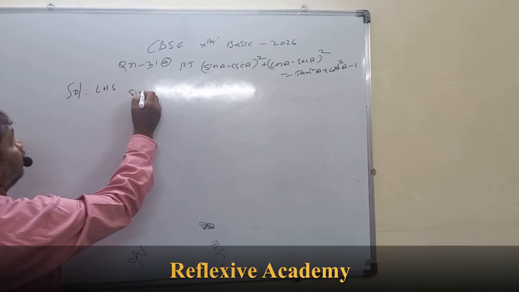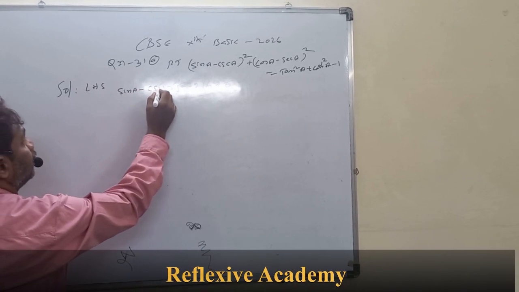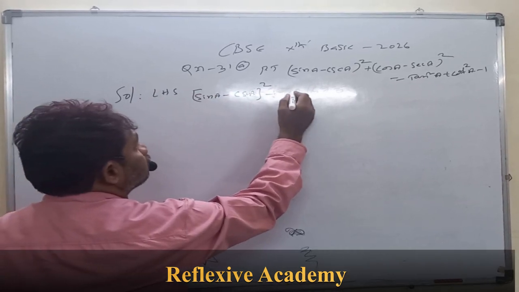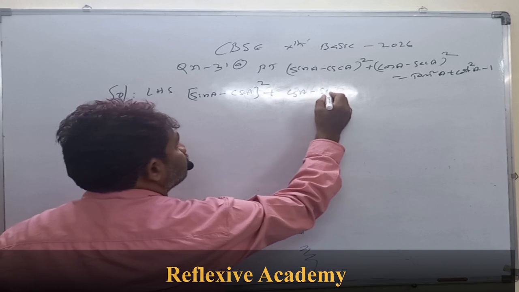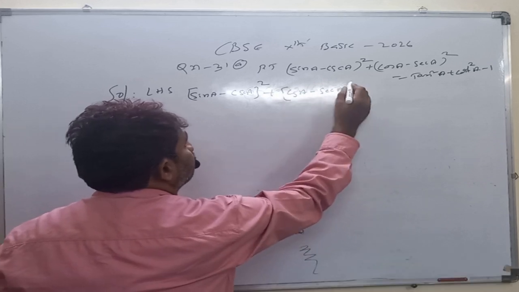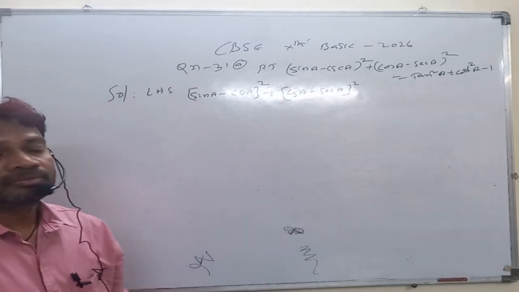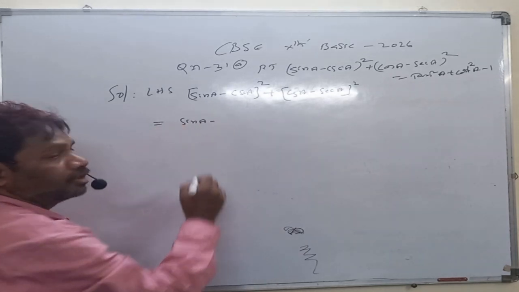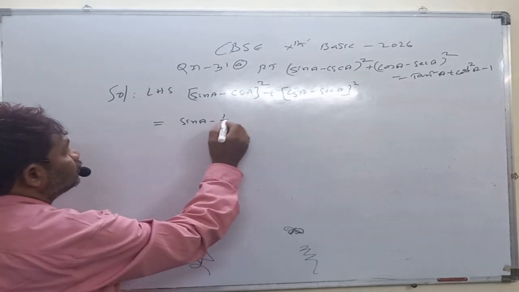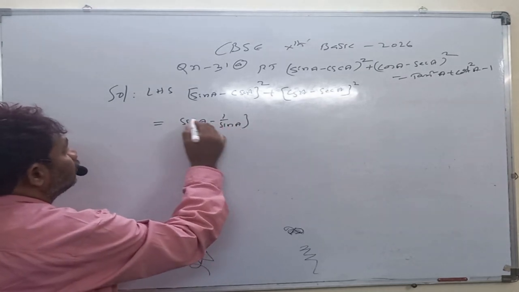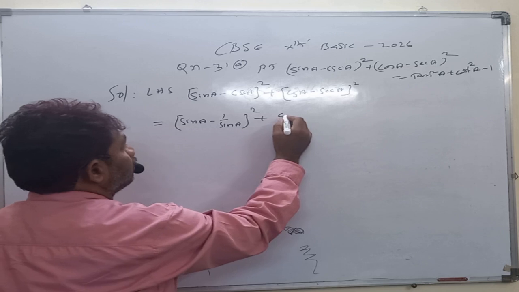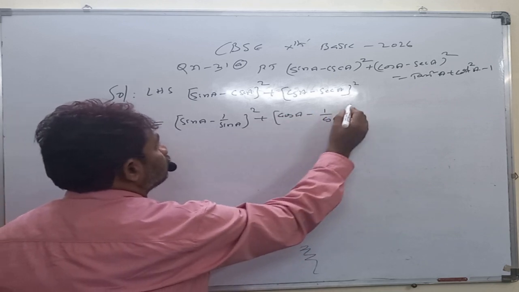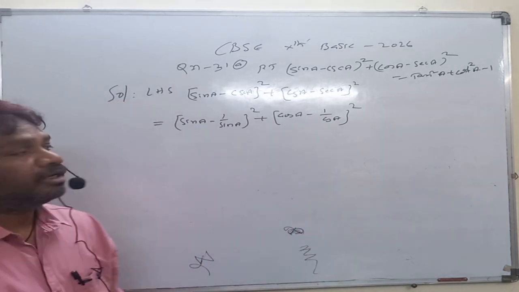So the solution: we should take LHS. LHS is equal to (sin A minus cosecant A) whole square plus (cos A minus secant A) whole square. I'm taking LHS and proving it. So this is equal to sin A minus cosecant A, which means 1 by sin A, whole square, plus cos A minus secant A, which means 1 by cos A, whole square.